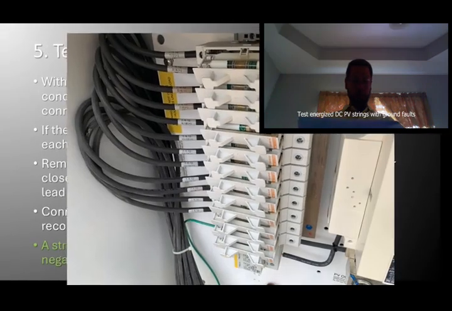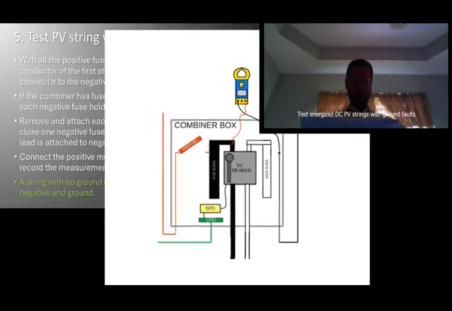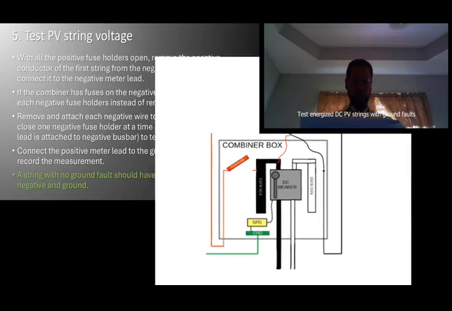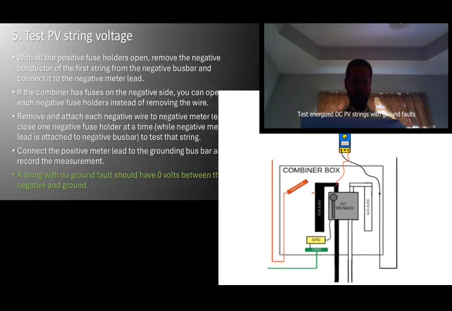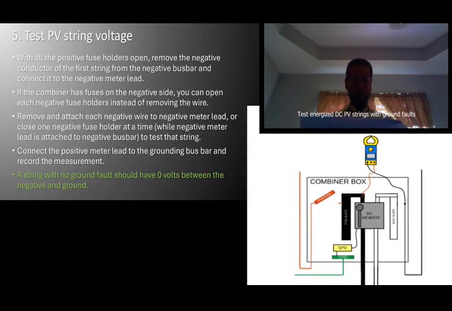With all the positive fuse holders open, remove the negative conductor of the first string from the negative bus bar and connect it to the negative lead from the meter. If the combiner has fuses on the negative side, you can open the fuse holders instead of removing the wire. Close one fuse holder at a time to test that string.